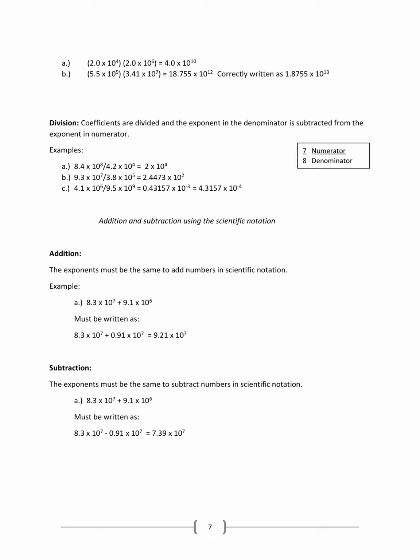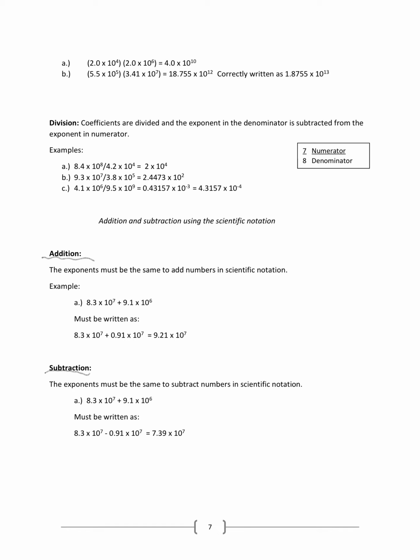Unit 1, Part 7. In this part, I'm going to go over the addition and subtraction of numbers in scientific notation. When I am either adding or subtracting numbers in scientific notation, my exponents must be the same. So I have to modify the numbers so I can actually add or subtract them together. Let's look at an example of addition.